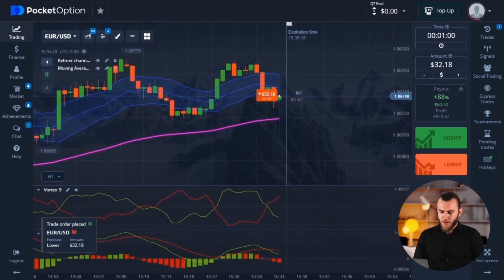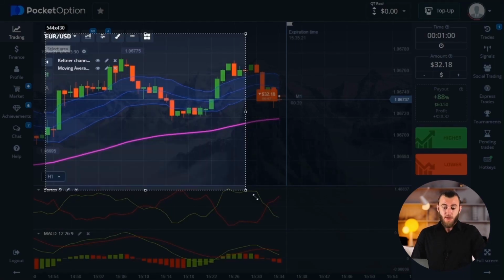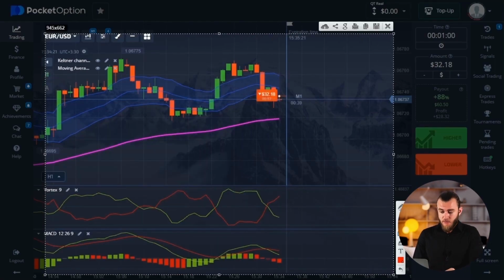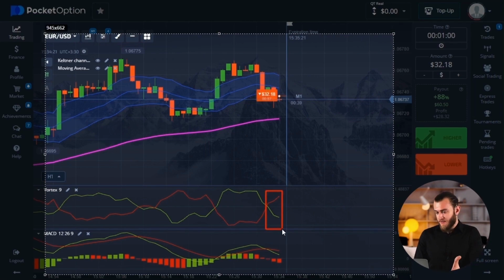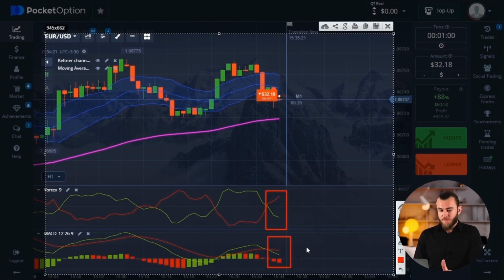Friends, opening a deal to decrease the exchange rate of the EUR-USD pair, both of my indicators forecast a decrease. In principle, I perceive no reason to disregard these signals, so I adhere to them.